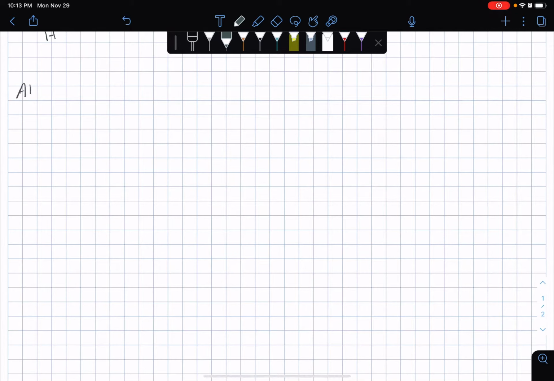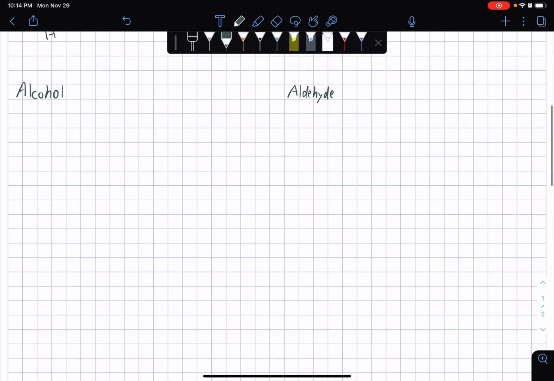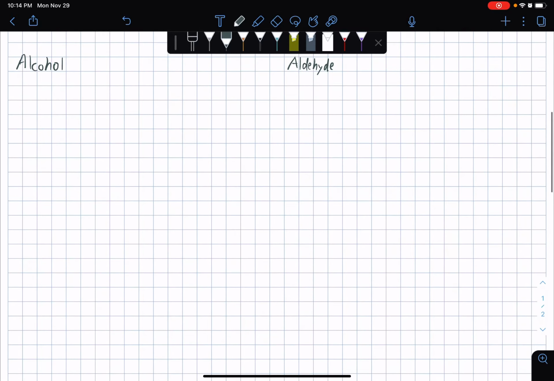We have alcohol. We have aldehyde. It's another variant of alcohol, but there's one difference that differentiates aldehyde from alcohol. Probably, if I'm not mistaken, it's due to oxidation. Basically, aldehyde is oxidized alcohol. Now, moving on, we have our third, which is ketone, and our fourth functional group, we have ether.